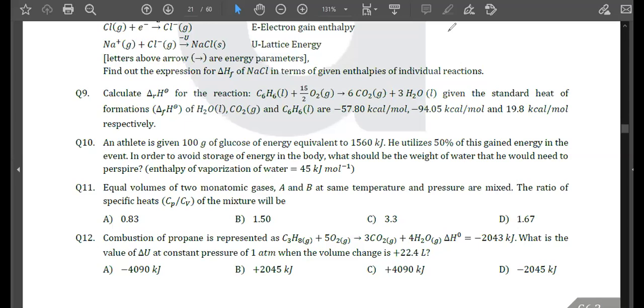Okay, so you have to understand the problem. Now question number 11, 12, anyone have any doubt in question number 11 and 12? Tell me, everyone.